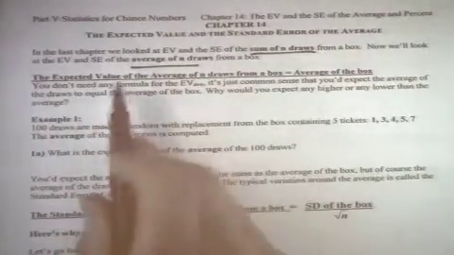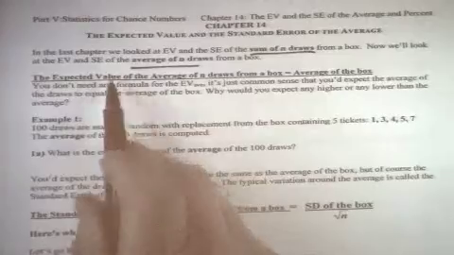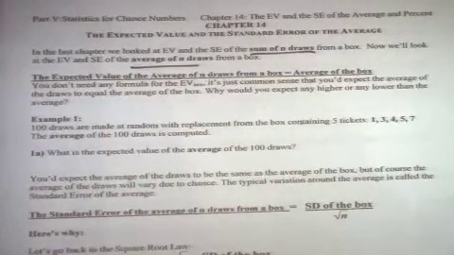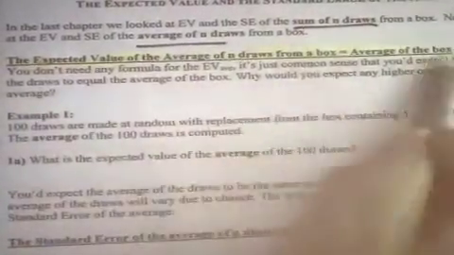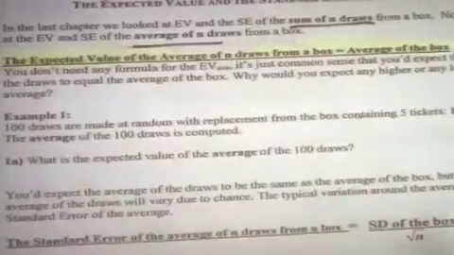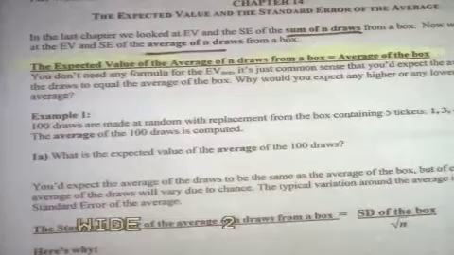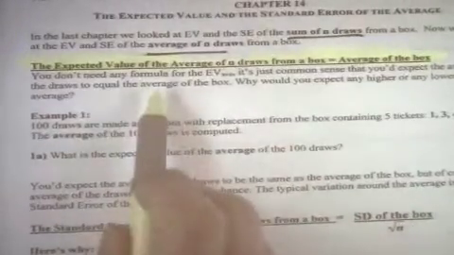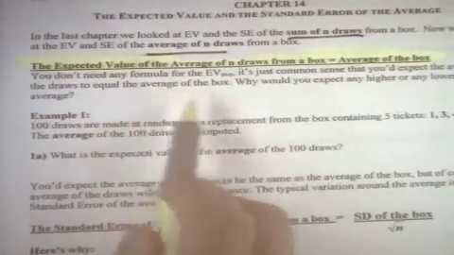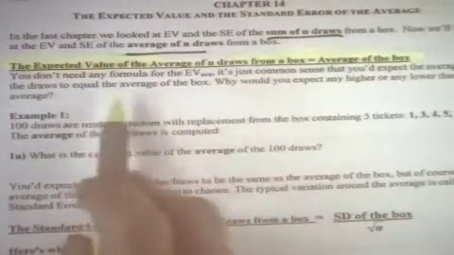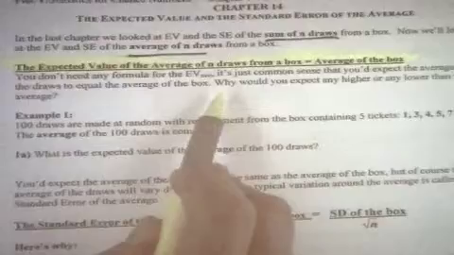Now, let's start with the expected value. The expected value of the average of n draws from a box is just equal to the average of the box. It's just really, really simple. And if you think about it, you'd see why. You don't need any formula at all. It's just common sense that you would expect the average of the draws to equal the average of the box.